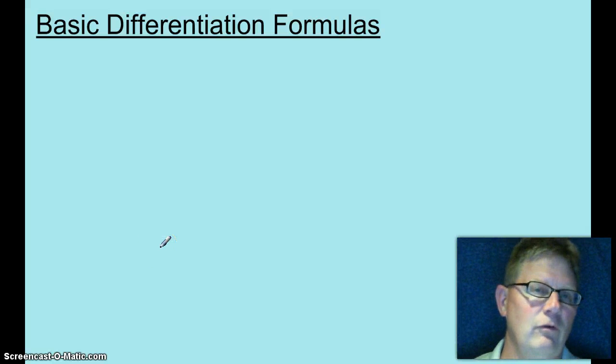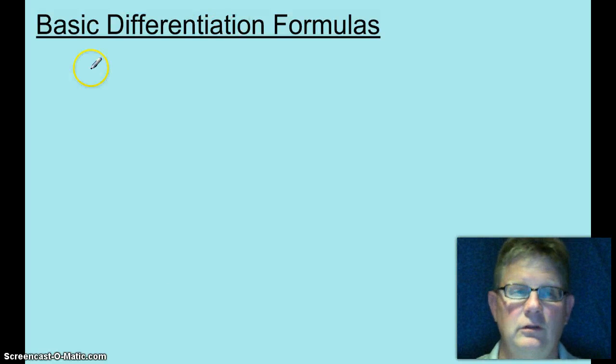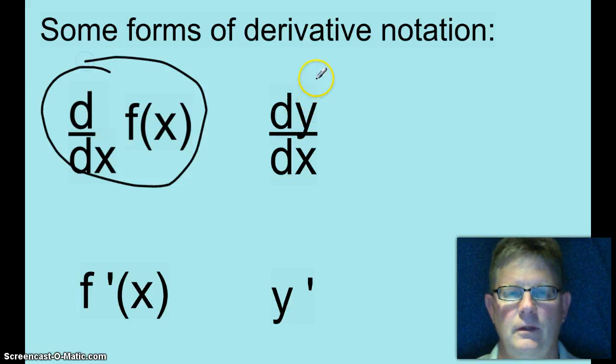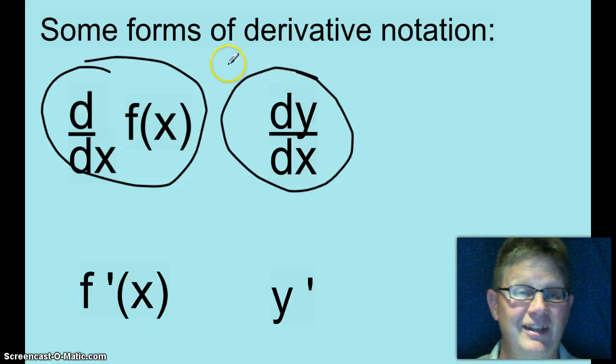And once, I think I've said this before, derivatives are all about the slope of a curve at any given point. Remember, it's the slope of a curve at any given point. So before we talk about those, I'd like you to see some ways that sometimes derivatives are written. Okay, the two on the top here, those are Leibnizian notation. The one on the left here says the derivative of f of x with respect to x. So this here says the derivative of y with respect to x.